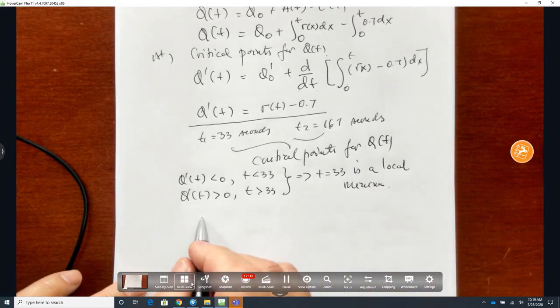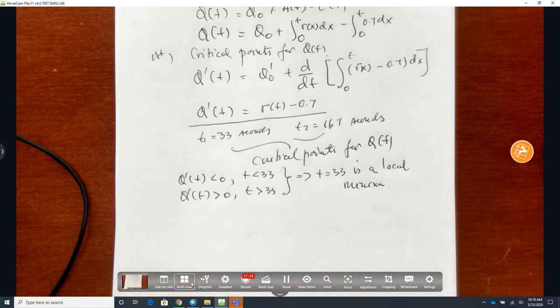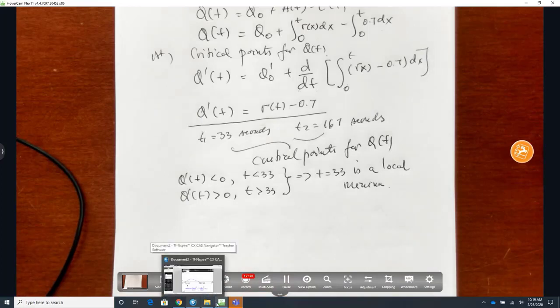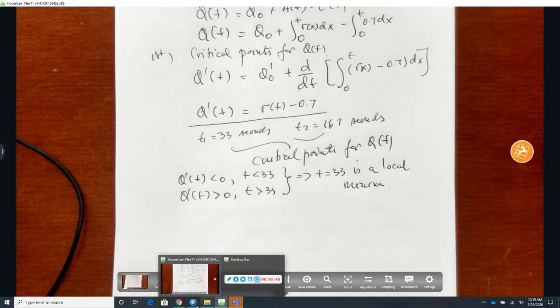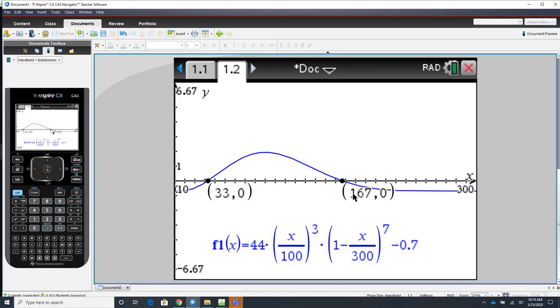Let's see what happens with 167. If that's not a minimum, then I'm not going to waste the time to write anything. So I'm going to go on my graphing calculator, and I can see that to the left of 167 the derivative is positive, and then to the right it is negative. It means that the function q of t is increasing up to this point, and then it's decreasing. So 167 is a local maximum. I'm not interested in that.